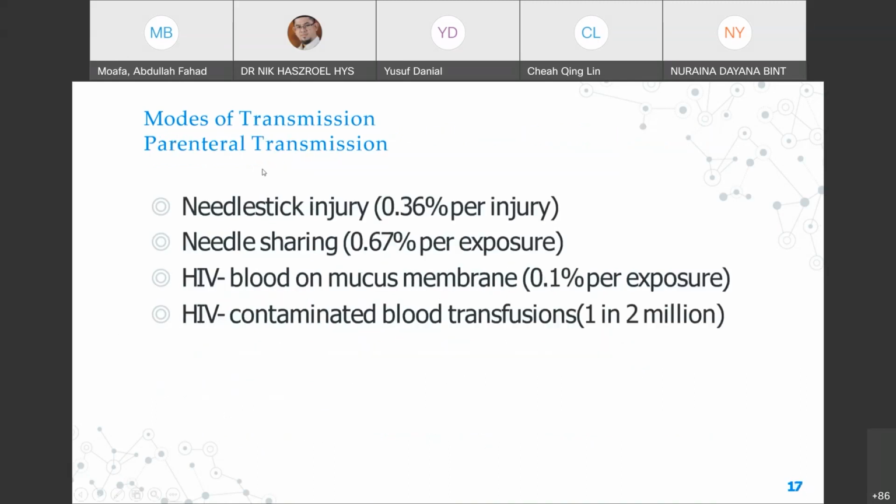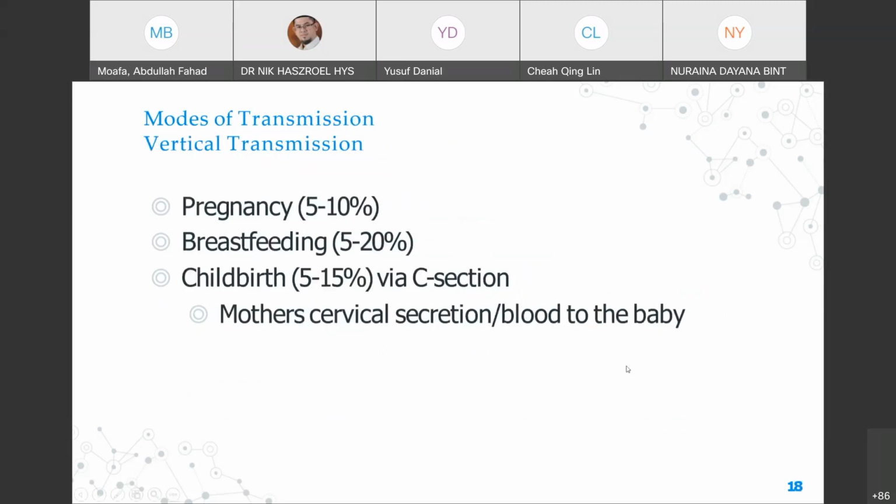So for the modes of transmission through parenteral transmission, needle stick injury contributes about 0.36% per injury. Needle sharing, 0.67% per exposure. Blood on mucous membrane, 0.1% per exposure. And contaminated blood transfusion rarely happens, but to describe the number of cases, it's 1 in 2 million.